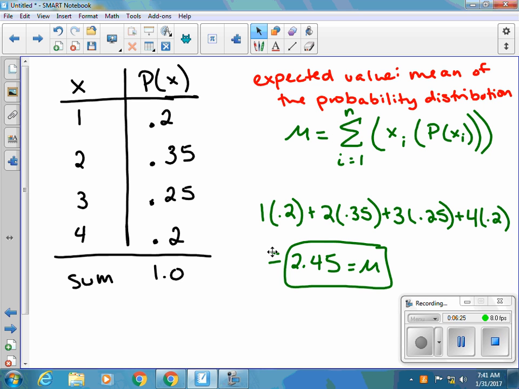The theoretical value that I would get if I were to do this about 100 times, you know, whatever, would be 2.45. So that really means that if I were to truly do this experiment, whatever it is, if I'm drawing a 1, a 2, a 3, or a 4, I'm more likely to draw between a 2 and a 3 because my expected value, aka my mean, is 2.45.